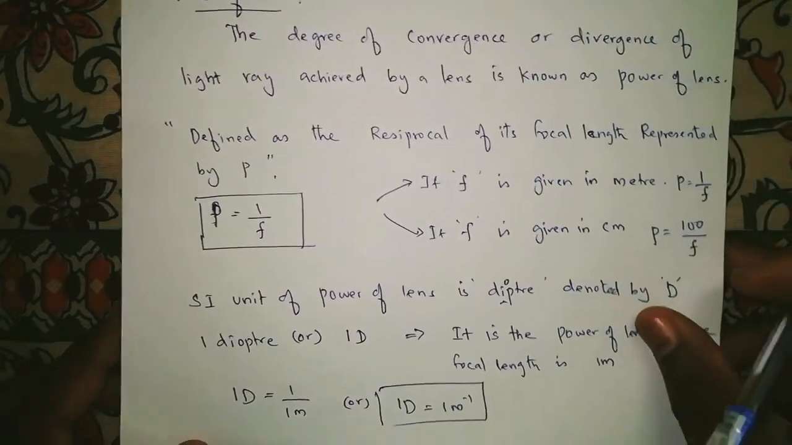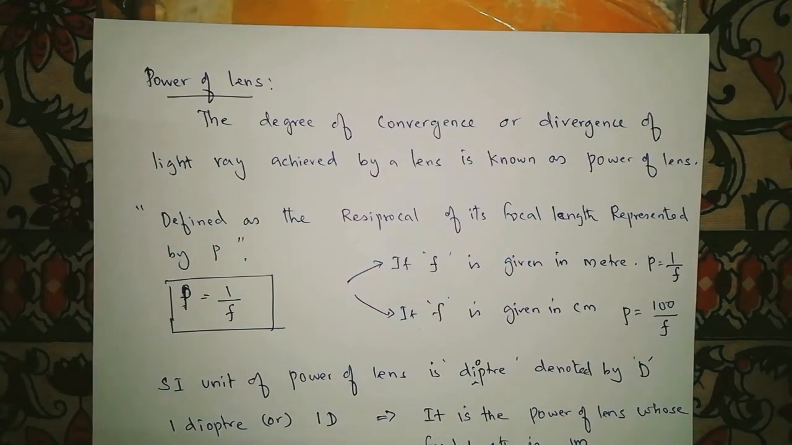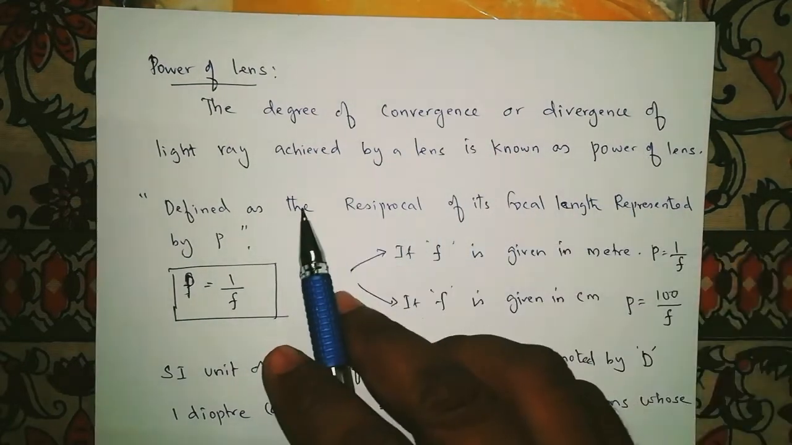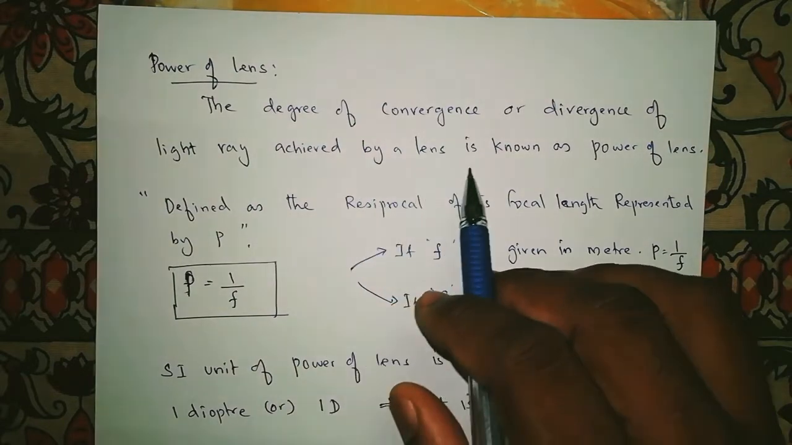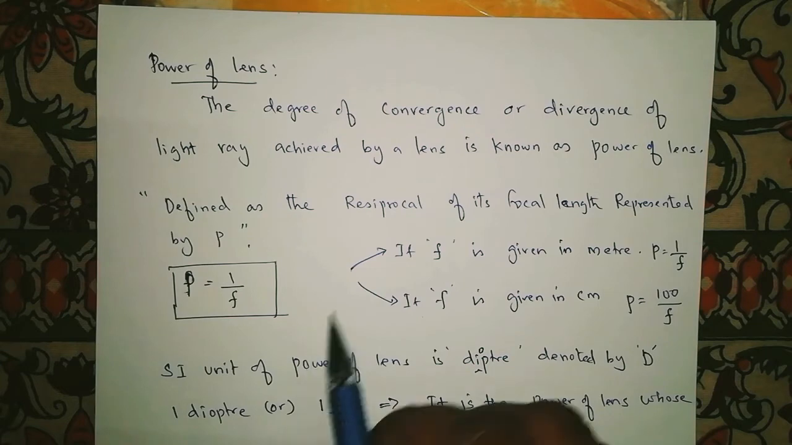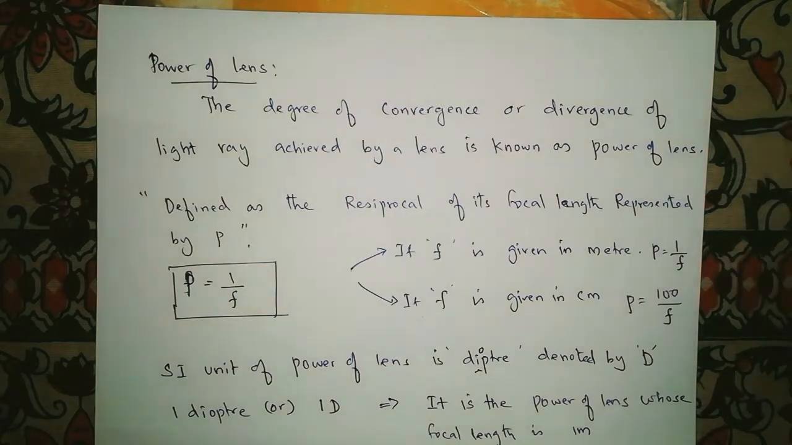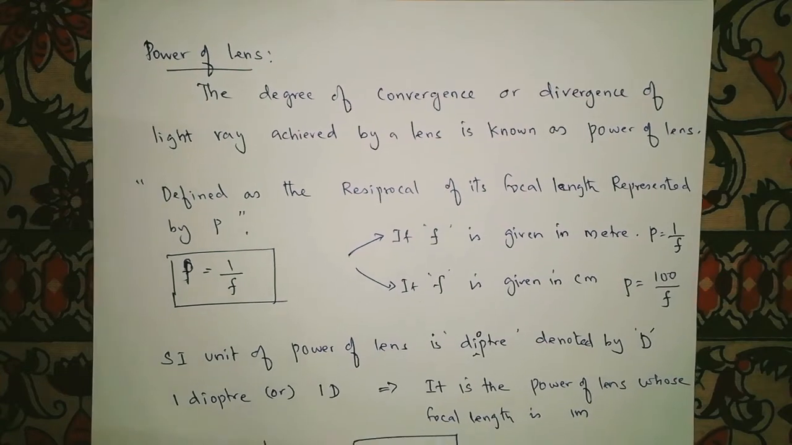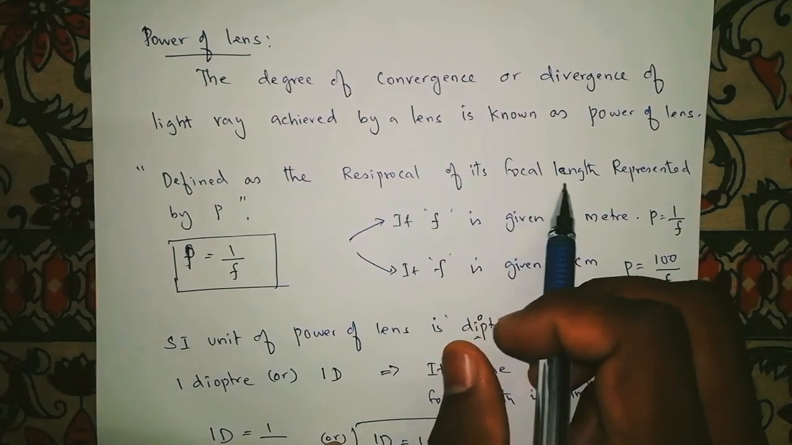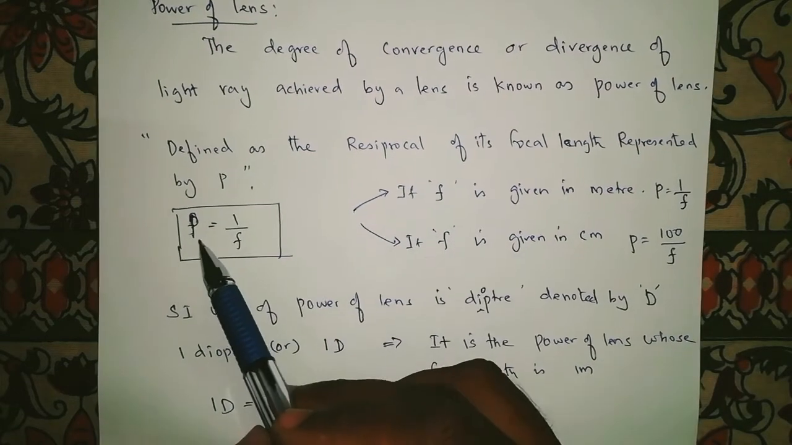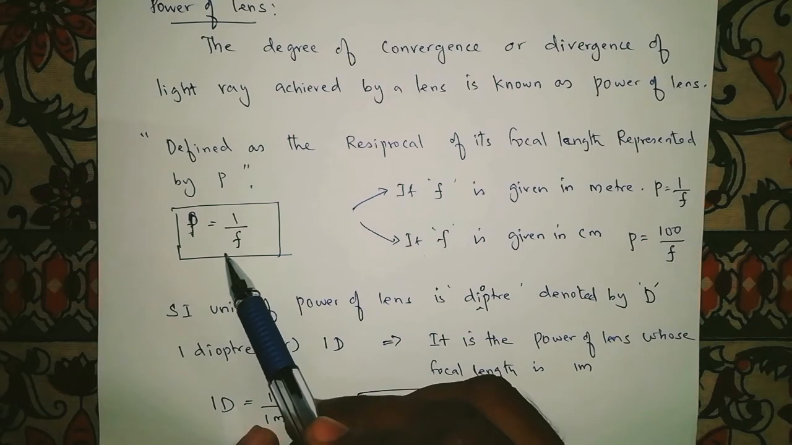And the last but not least, power of lens. What is the power of lens? The degree of convergence or divergence of light rays achieved by a lens is known as the power of lens. As we know, concave lenses are said to be diverging lenses, and a convex lens is said to be a converging lens. Through the degree of these two, when a light ray passes through them, we can identify the power of lens. It is defined as the reciprocal of focal length, represented by P. So the power of lens P is equal to 1 by f.